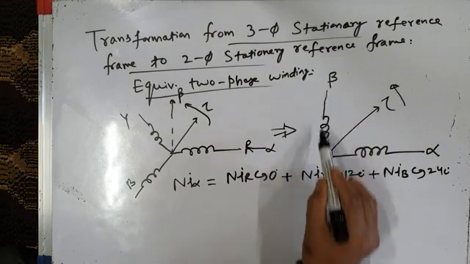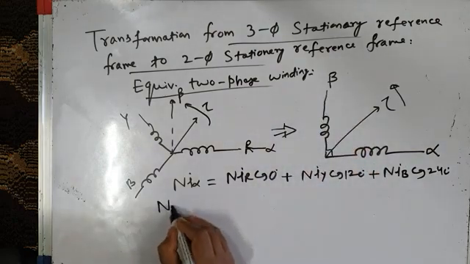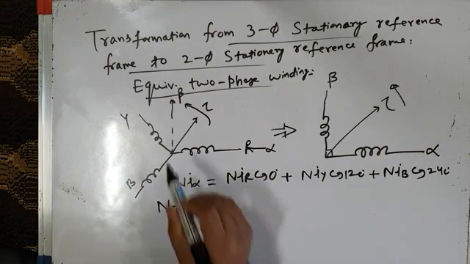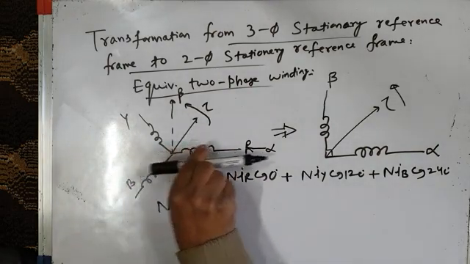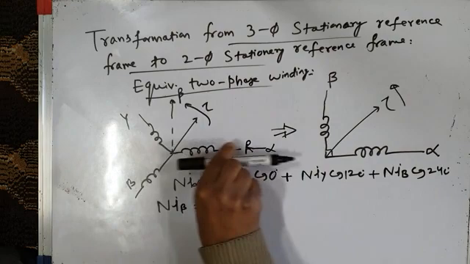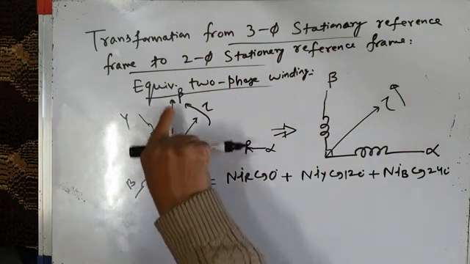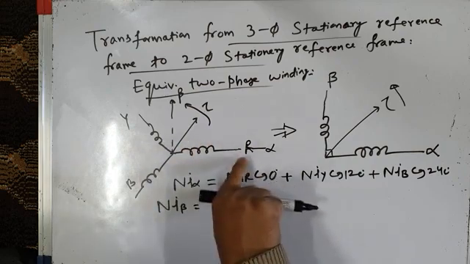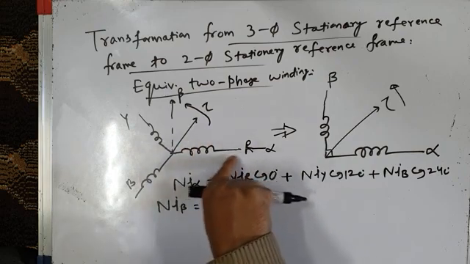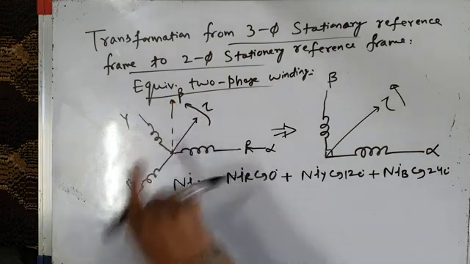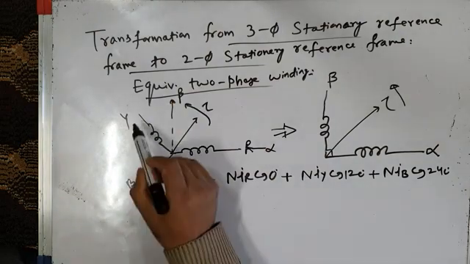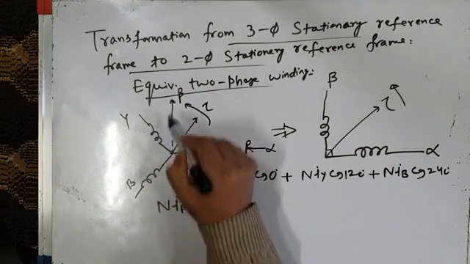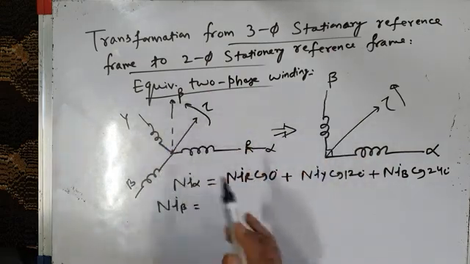What about MMF along beta axis? N I beta. That is equal to, along this beta axis, there is no contribution of R phase MMF, because this R phase and beta axis are at 90 degrees, and cos 90 degrees is 0. So R phase current or R phase MMF has no component along beta axis. Whereas Y phase and B phase MMFs have their components along beta axis.